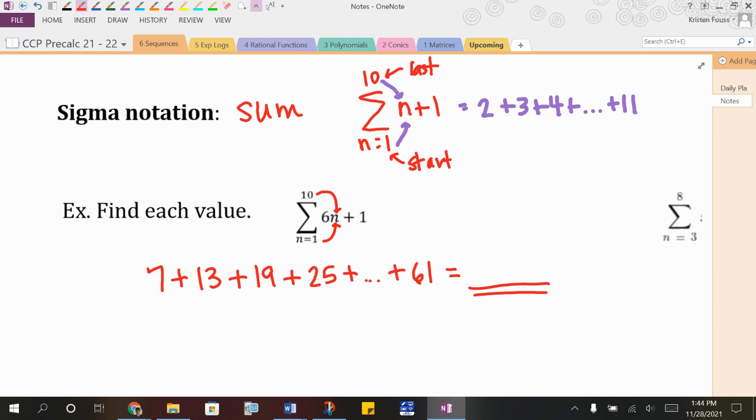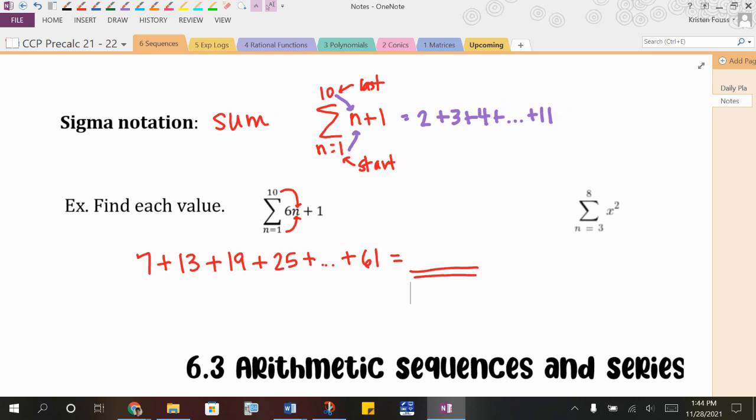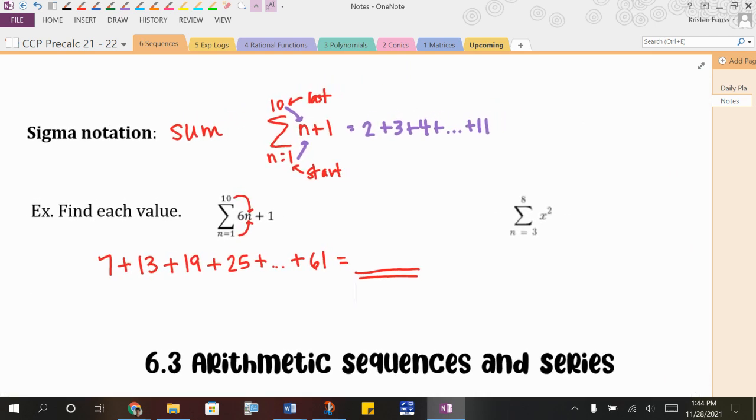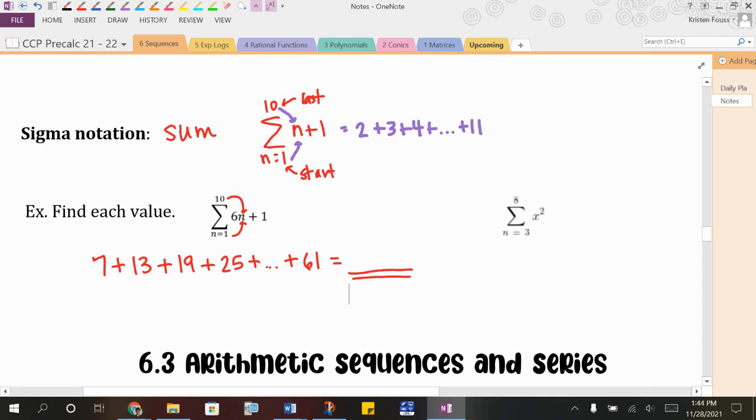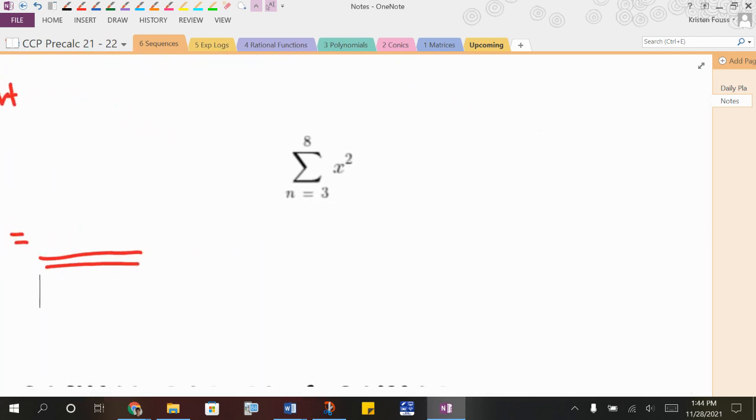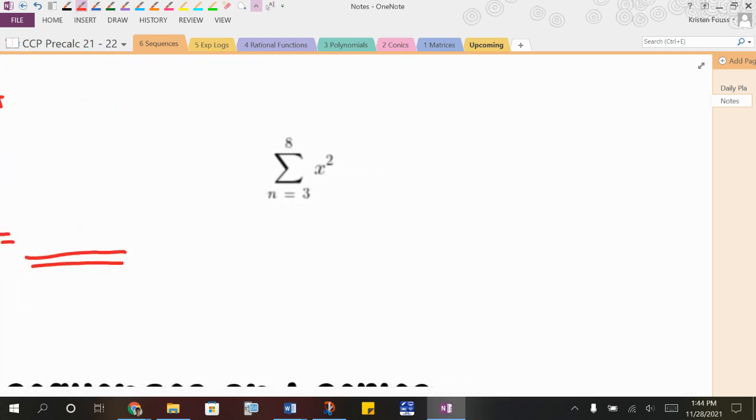So once we get to adding things, we actually call it a series. Okay, so I'll let you all add that together. And then looking at this next one, again, I'm not going to do it, but do you see how I've changed this next problem? I'm not starting at 1 anymore. Oh, I have an error here. I'm starting at 3. So this tells me that my first value I'm plugging in is 3 for the n.